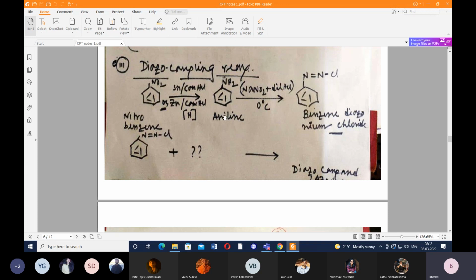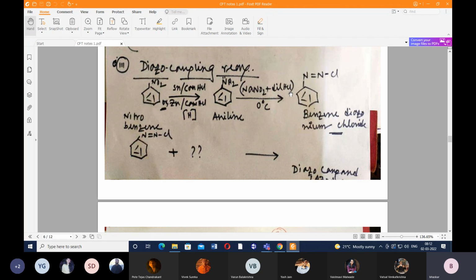Now our task would be to convert aniline into benzene diazonium chloride. How can we do so? We can do it by using a mixture of sodium nitrite and dilute HCl. And what would be the reaction temperature here? The reaction temperature would be around 0 degrees Celsius. Following this reaction, we'll have a compound called benzene diazonium chloride. Here the reaction doesn't stop. So what would be the next step?